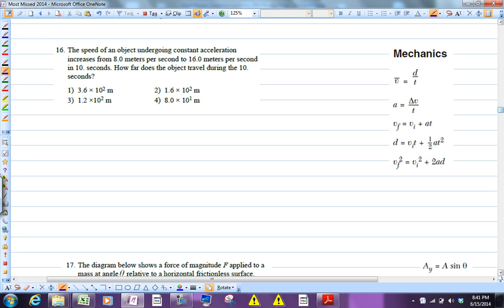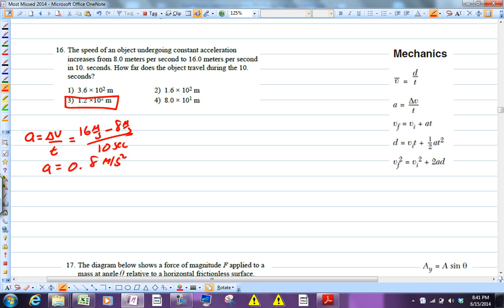Question 16. The answer is 3. Now, I like this question. There's two ways you can answer it. One is with an equation. Acceleration is change in velocity over time. So when you're going from 8 meters per second to 16 meters per second in 10 seconds, that gives you an acceleration of 0.8 meters per second squared.